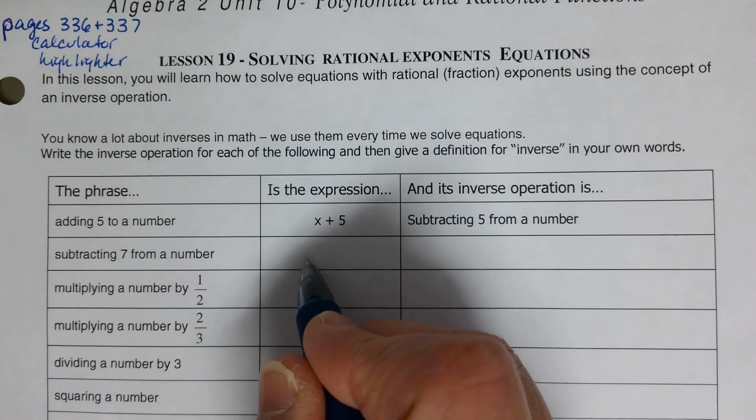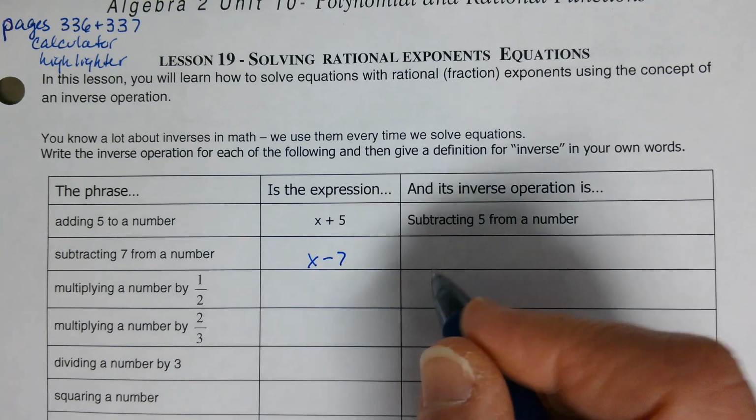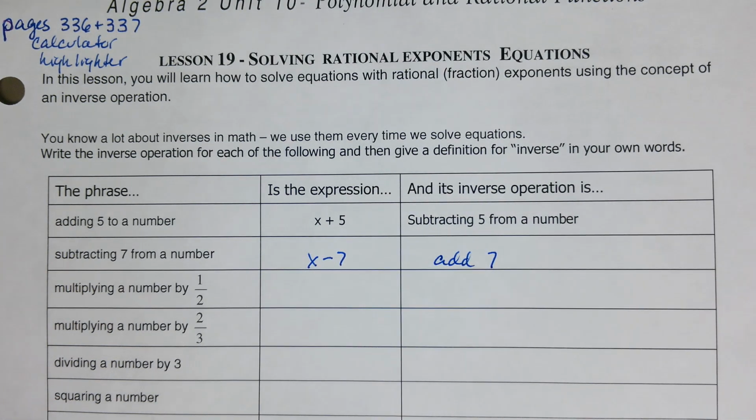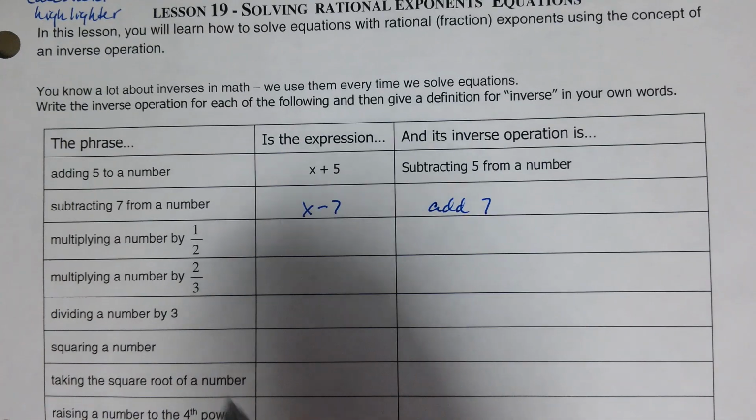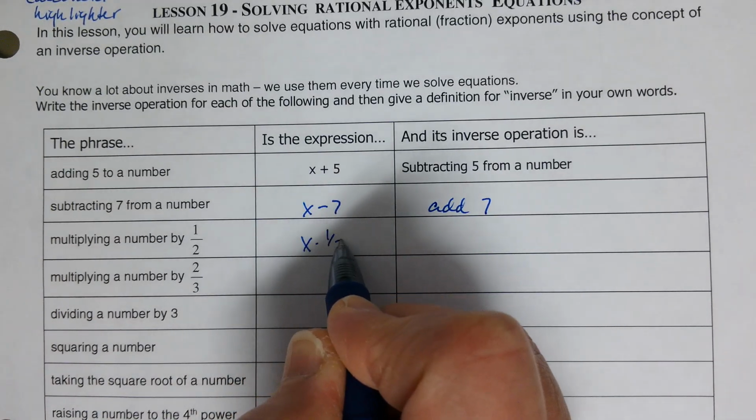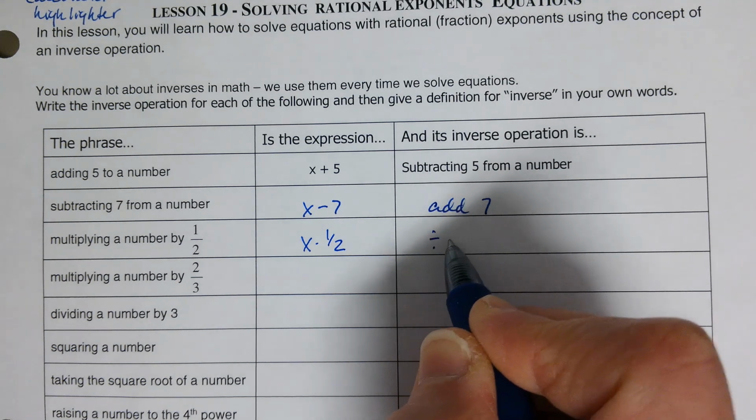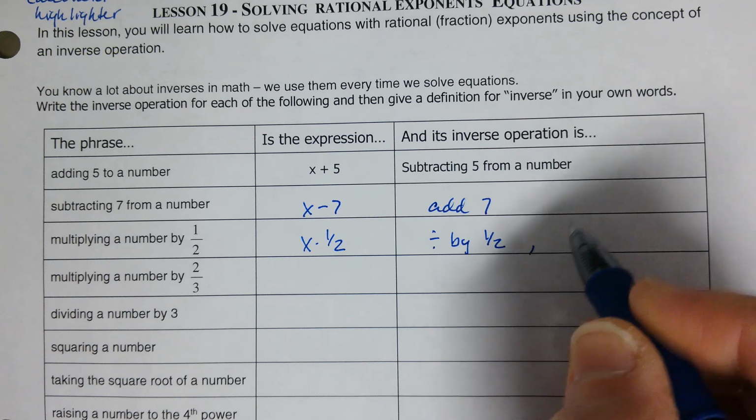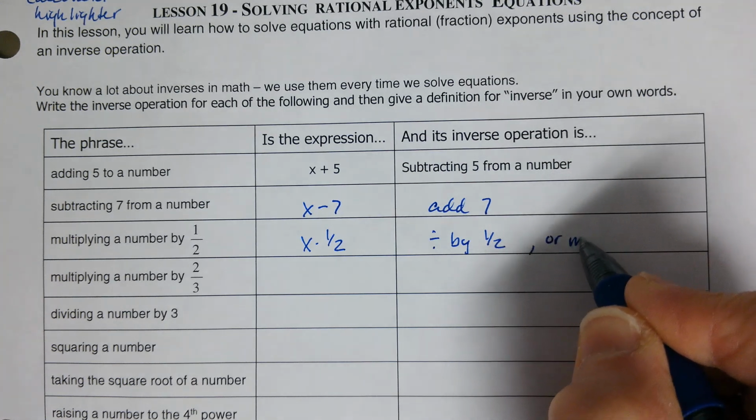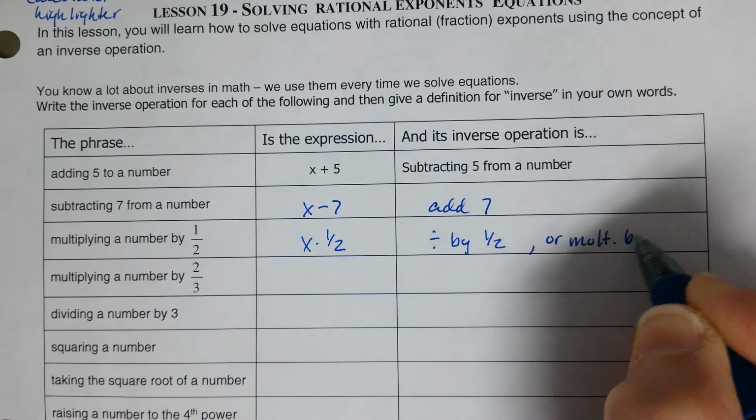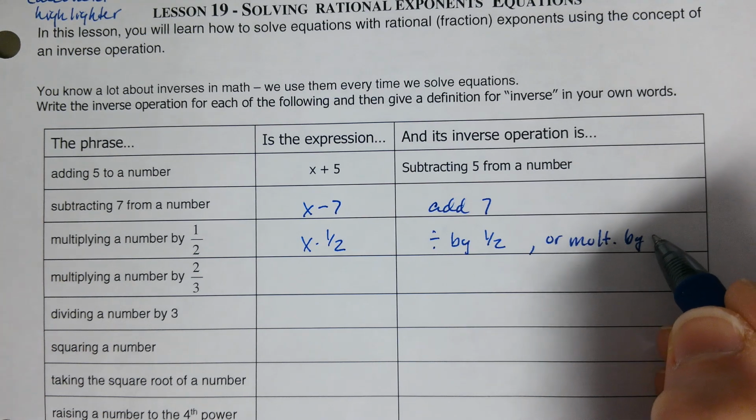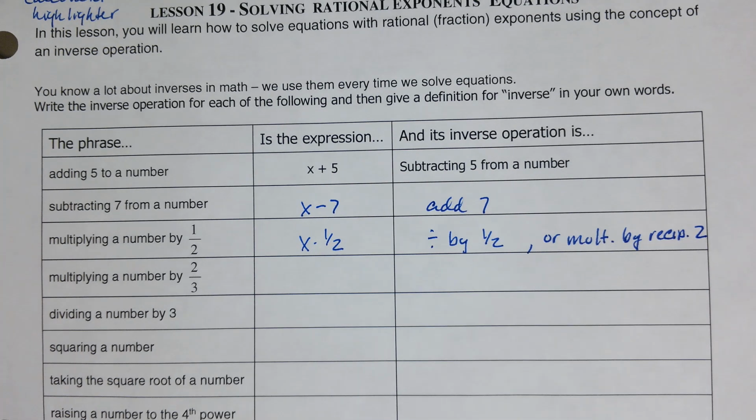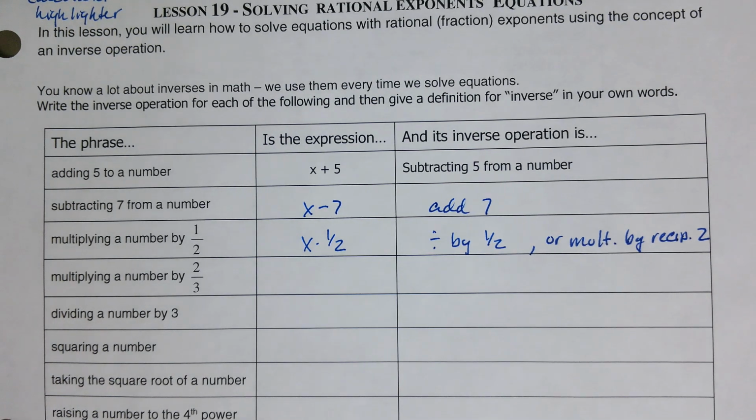Subtracting 7 from a number, that would be x minus 7. The inverse would be to add 7. Multiplying a number by a half, x times a half, the inverse would be to divide by a half, which is the same as multiplying by the reciprocal. Which would be 2, multiplied by the reciprocal 2.